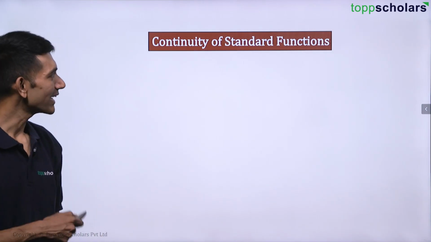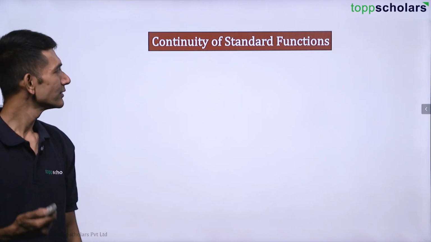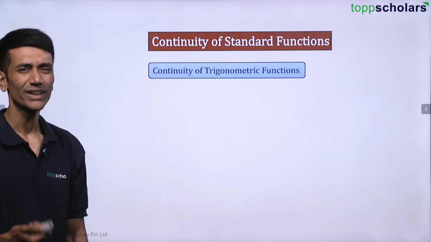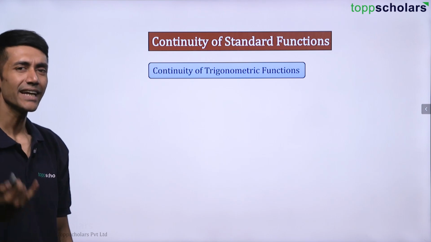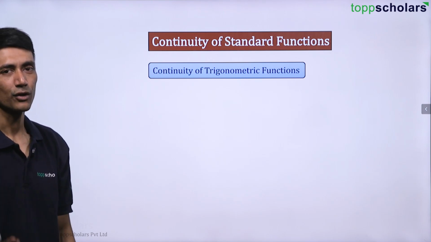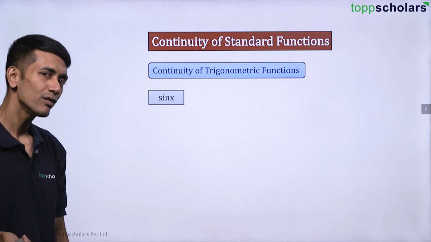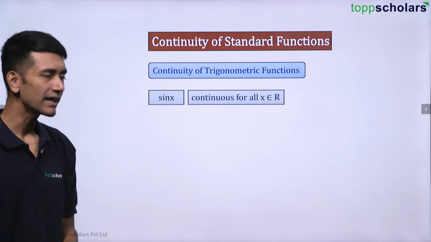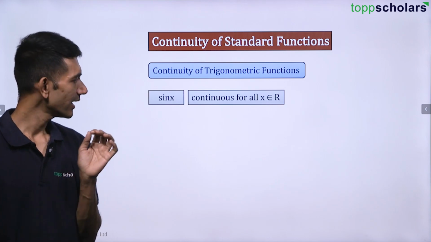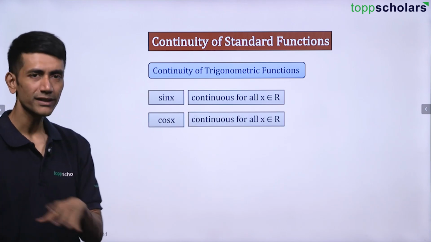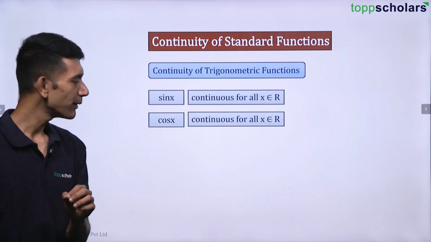Now let us talk about the continuity of standard functions. Here we are going to talk about the continuity of trigonometric functions first. We know that there are 6 trigonometric functions: sine, cos, tan, cot, sec, cosec. Let us talk about sine. You have seen the graph of sine. It is always continuous. So we can say that it is continuous for all x belonging to R. Similarly, cos x is also continuous for all x belonging to R.